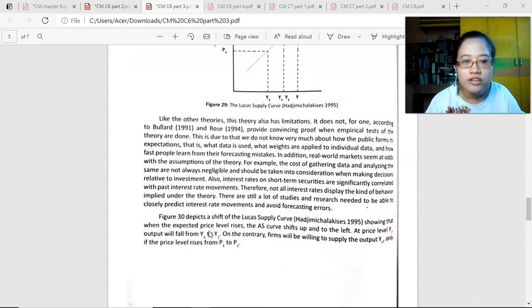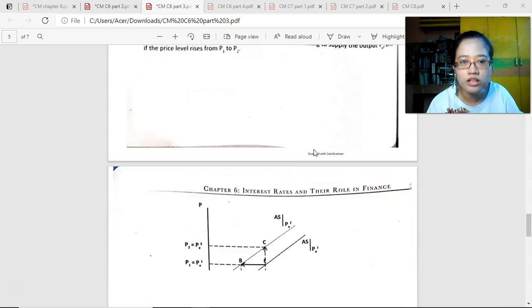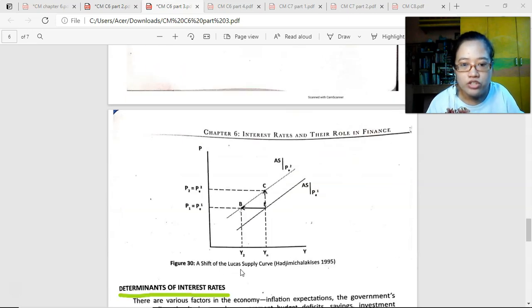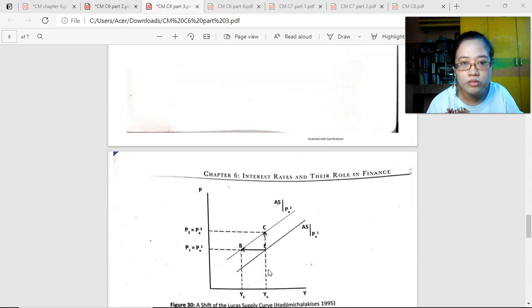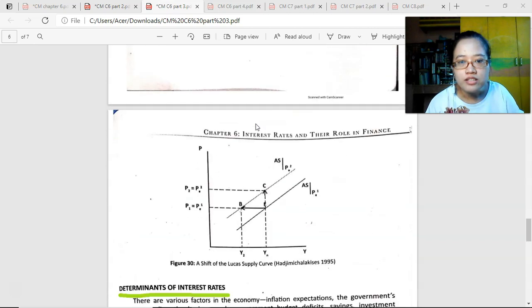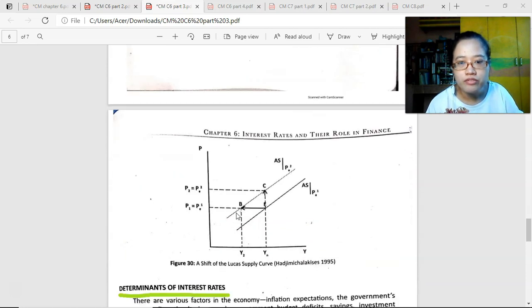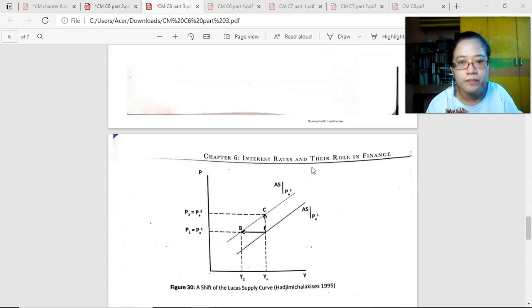Figure 30 depicts a shift of the Lucas supply curve, showing that when the expected price level rises, the AS curve shifts up and to the left. Wait, let's see that first. Figure 30, shift of the Lucas supply curve. What did it say again? When the expected price level rises, so from B to C, the AS curve shifts up and to the left. Wait, this is to the left, so from here to here. Okay.